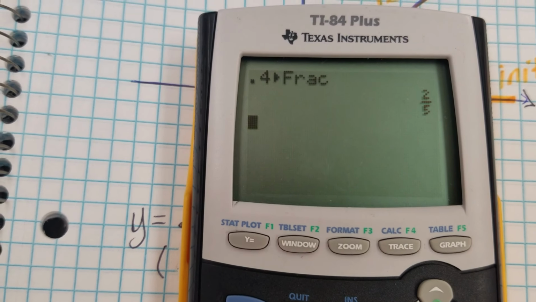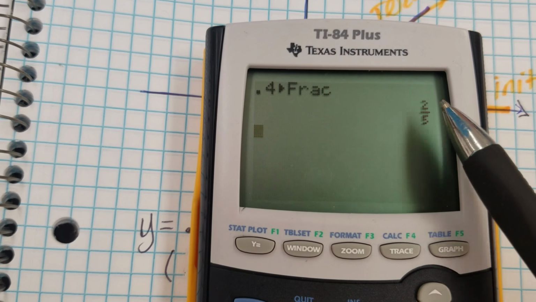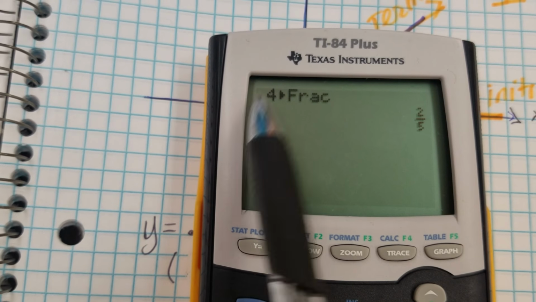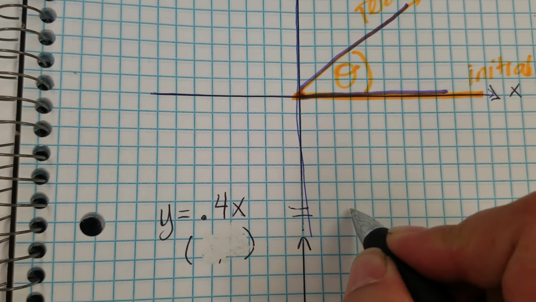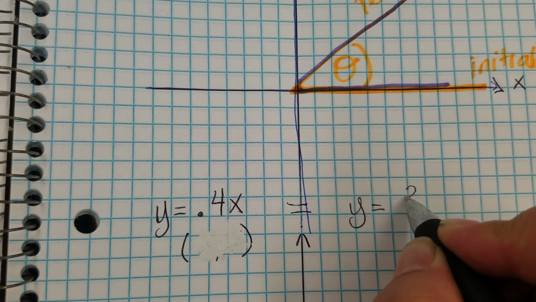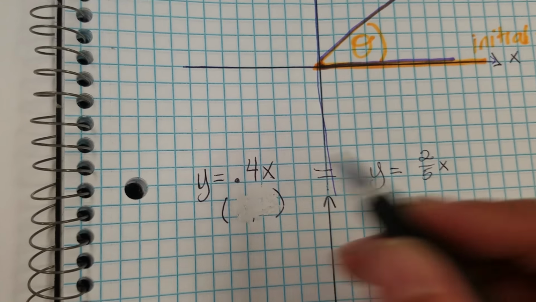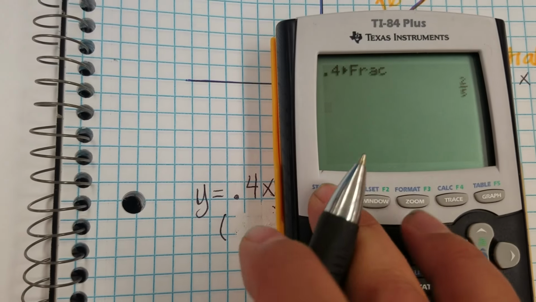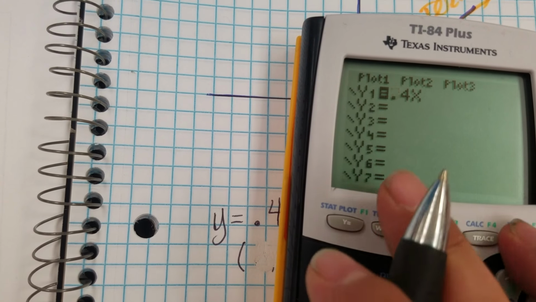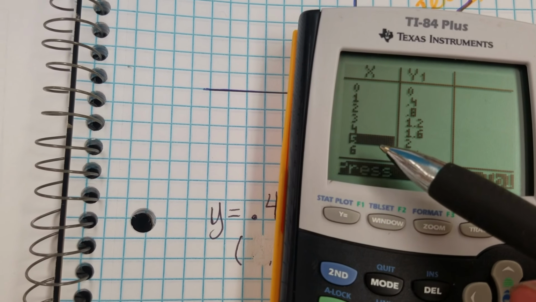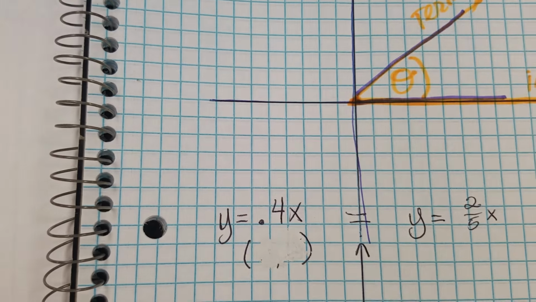Thank you. So the slope is up 2 and to the right 5. So that's what the slope is. That's equivalent to 0.4. So I can rewrite this as y is equal to 2 over 5x. We can also put that in our graphing calculator in the y equals, and then go to our table of values and see that when x is 5, the y is 2.